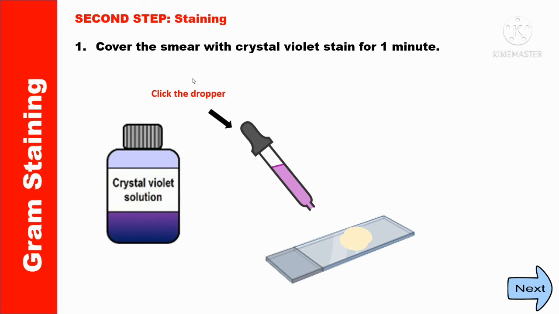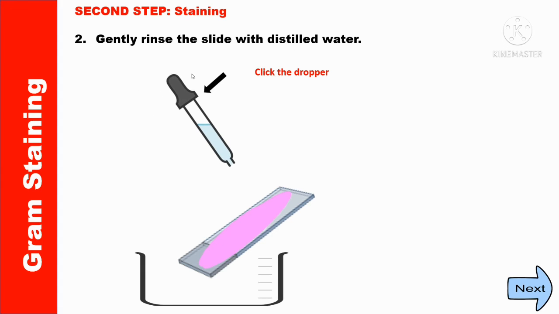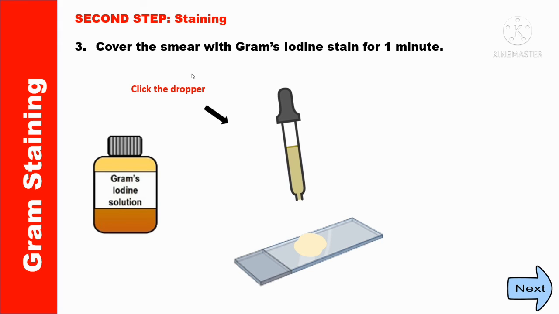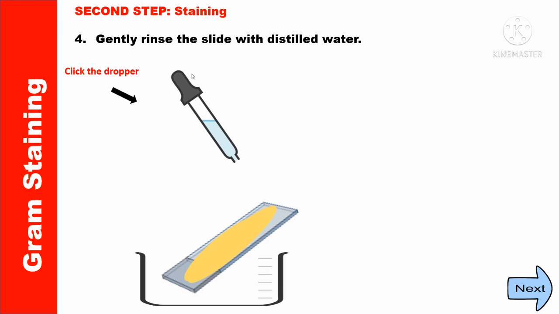The second step is staining. Cover the smear with crystal violet stain for 1 minute. Then gently rinse the slide with distilled water. Then cover the smear with Gram's iodine stain for 1 minute. Then gently rinse the slide with distilled water.